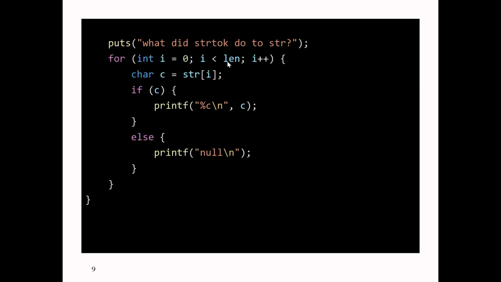So I can loop over the length of the original string, and I can just access each character of the string. If that character is not 0, so if c, I'm going to print out the character. Otherwise, I print out null. So you can see where all the null characters are in that string. I guess these are null terminators. The language is odd in the use of the word null.